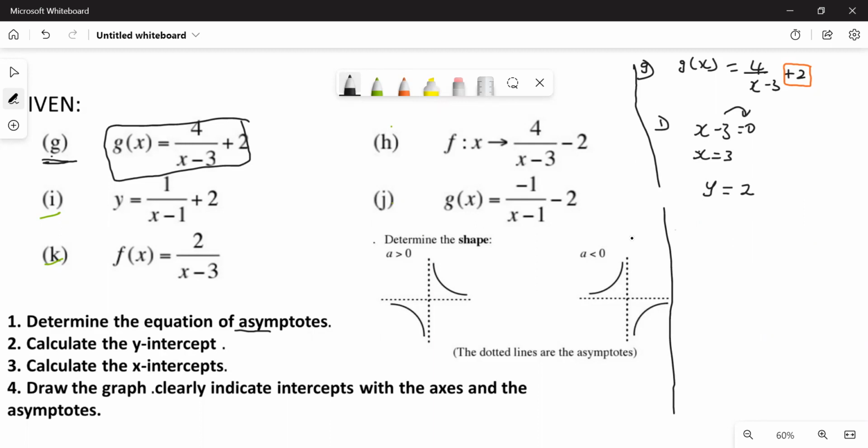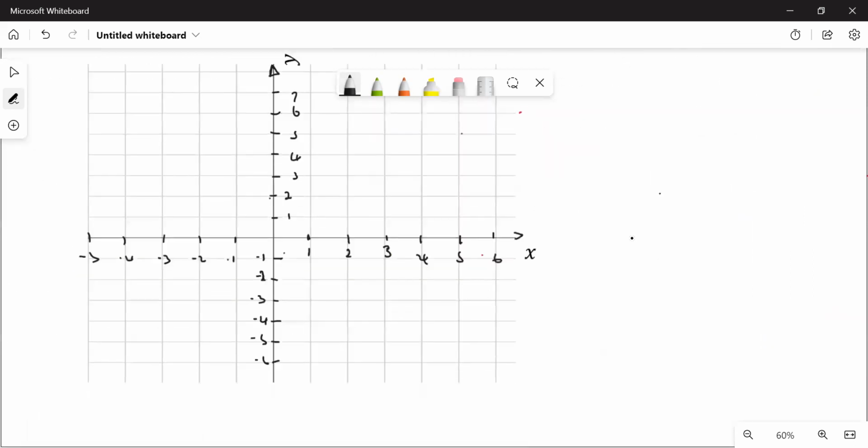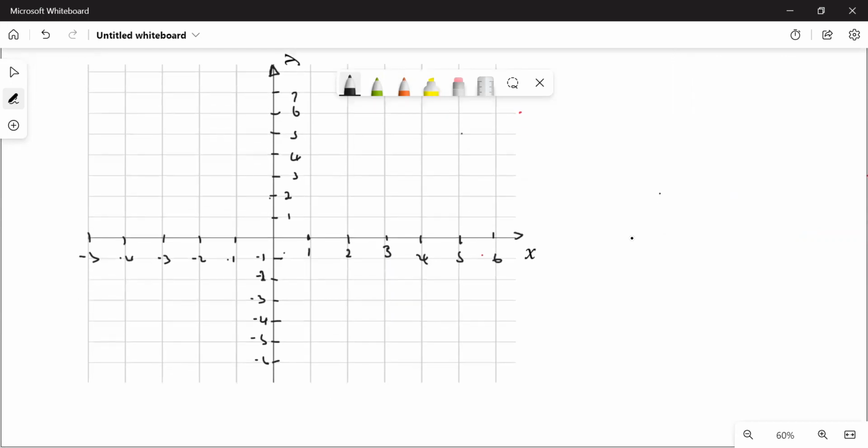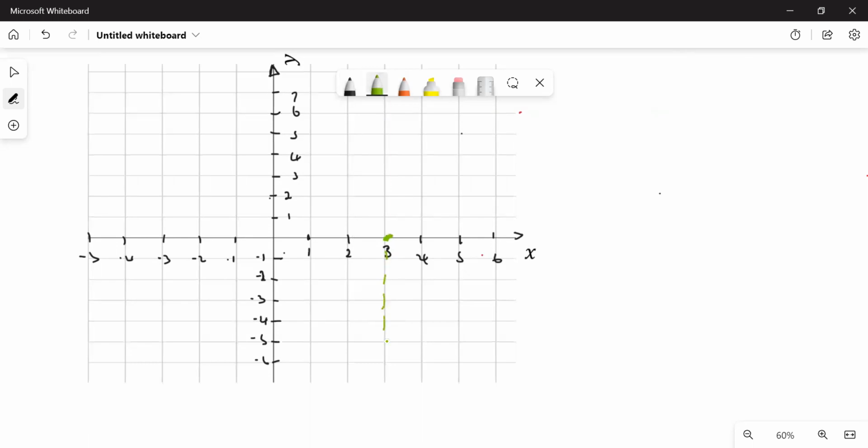Now, what did I show you yesterday? We should be able to take these values and represent them. Let's go and represent these values. Think of them as our electric fence. We cannot go beyond them. Our graph is not going to be able to go through here. X is 3, so we put a vertical line here on X is 3.